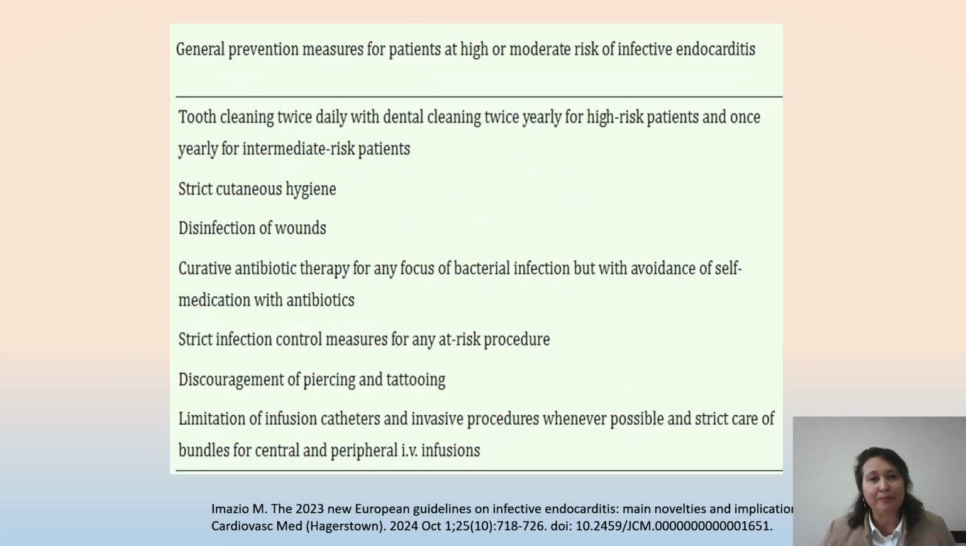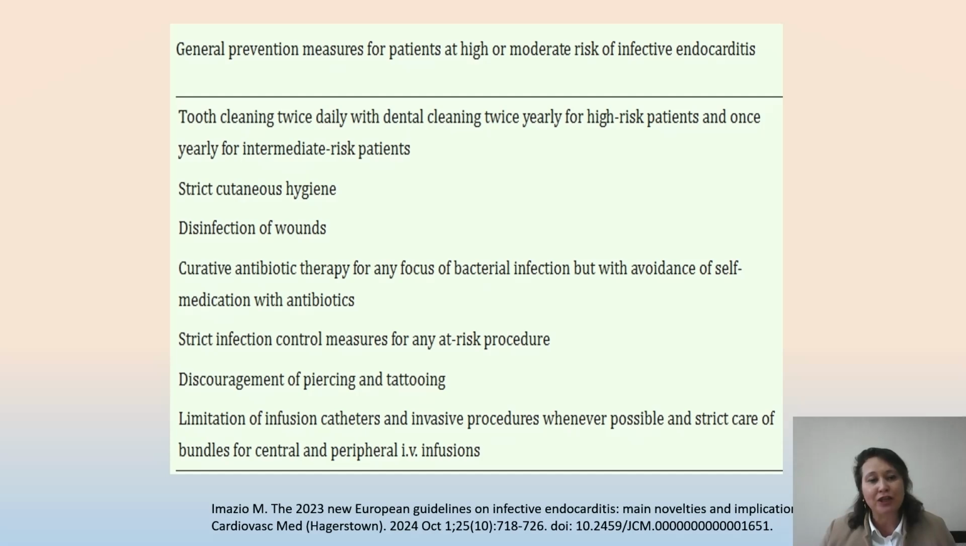What do general prevention measures for patients mean? We do it in case of high and moderate risk. It's tooth cleaning twice daily, with dental cleaning twice yearly for high-risk patients and once yearly for intermediate-risk patients. Strict cutaneous hygiene, disinfection of wounds, curative antibiotic therapy for any focus of bacterial infection, but with avoidance of self-medication with antibiotics, just under control of a doctor.